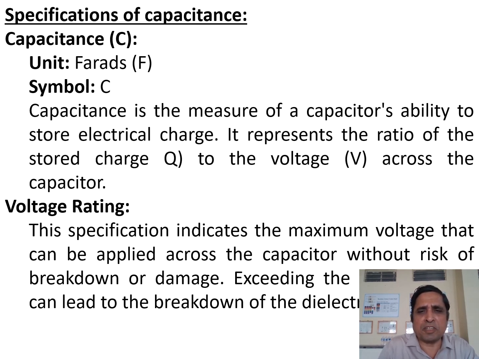Voltage rating. This specification indicates the maximum voltage that can be applied across the capacitor without risk of breakdown or damage. So every capacitor has got its voltage rating, that is the maximum voltage which we can apply across the capacitor. If we exceed that voltage rating, the capacitor will be damaged.